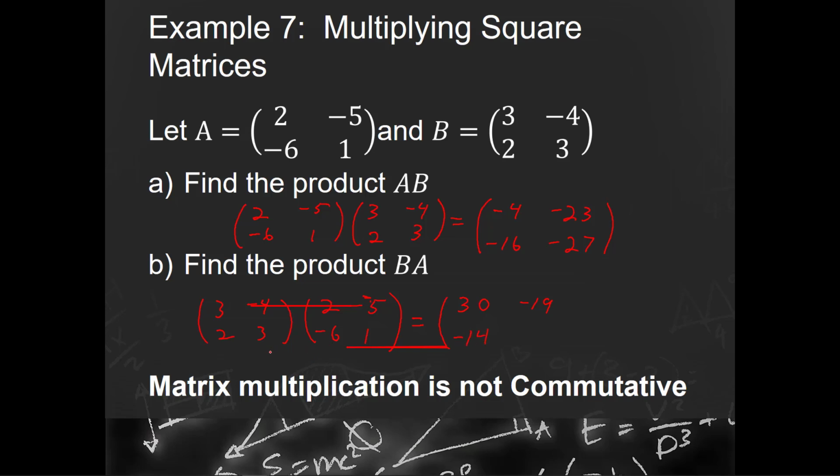And then finally, multiplying this row by this column, we're going to have 2 times negative 5, which is negative 10, plus 3, that's negative 7. Now notice that these two matrices are not the same. What does that tell us? That tells us that matrix multiplication is not commutative.